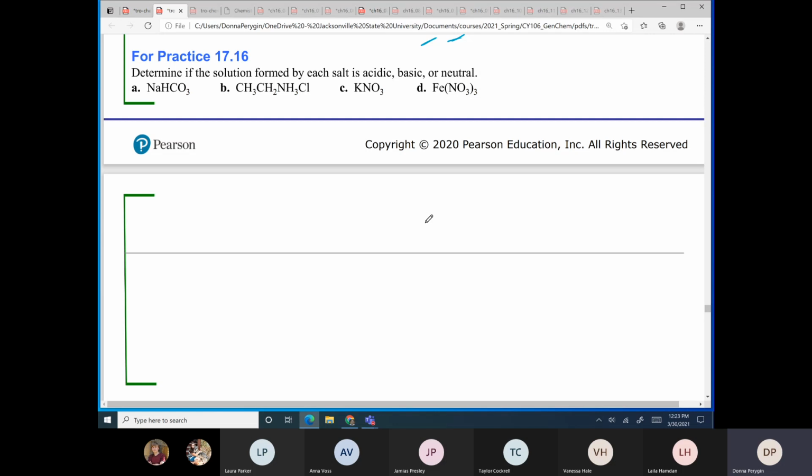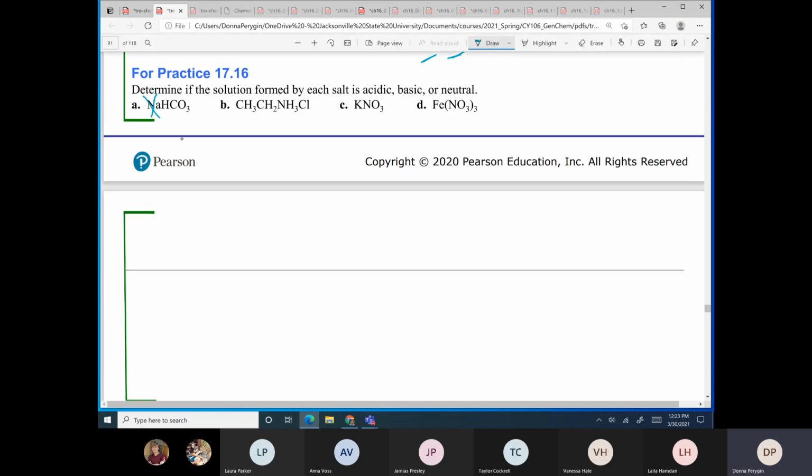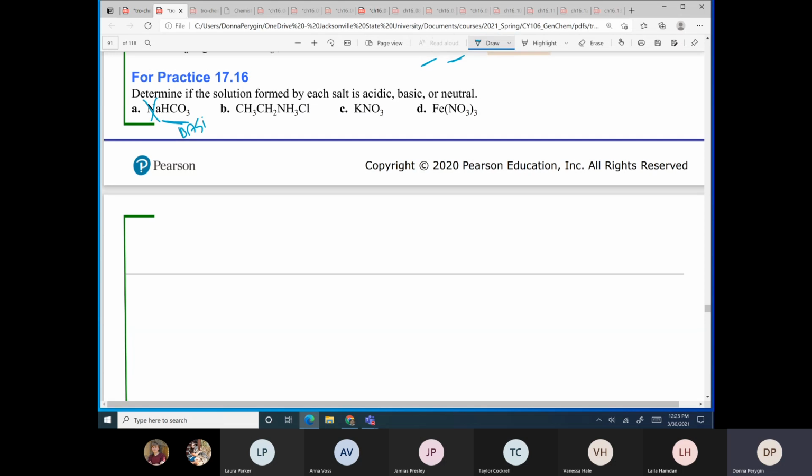The sodium bicarbonate here. The sodium cation is the counter cation of a strong base, sodium hydroxide, so it's not going to contribute anything. It's going to be pH neutral. The bicarbonate, okay, is the conjugate base of a weak acid, and so therefore it's going to be basic. So this solution is going to be basic, okay.